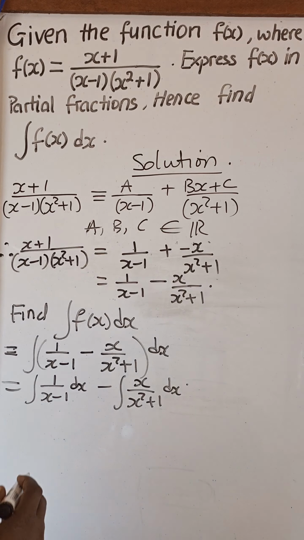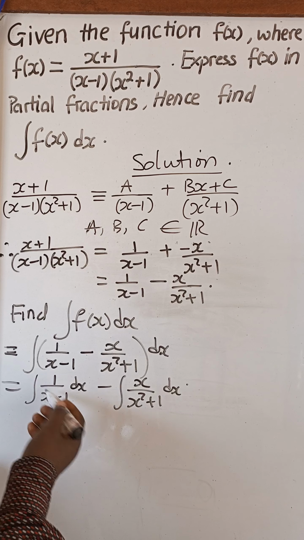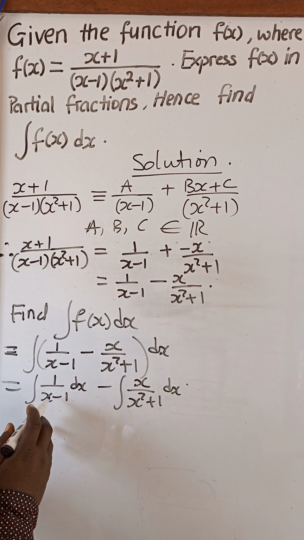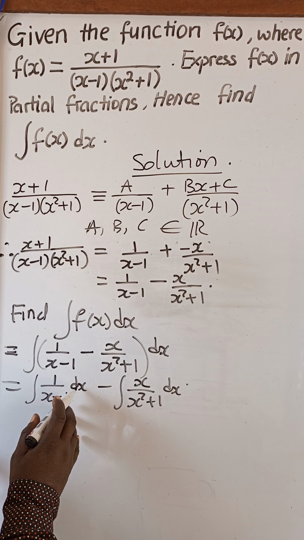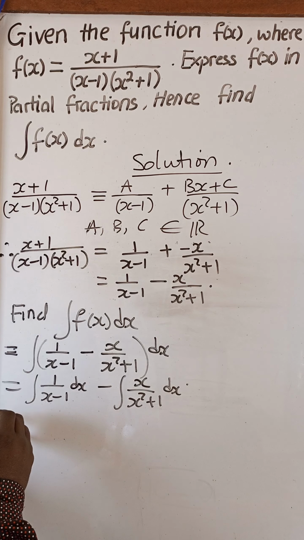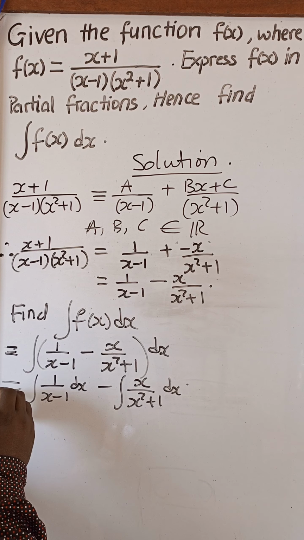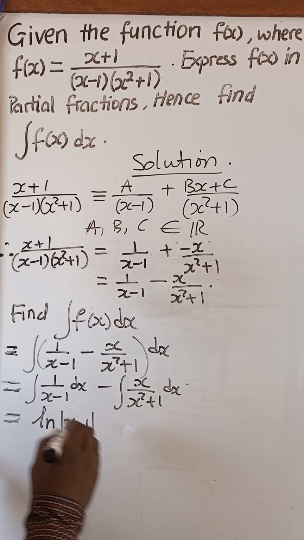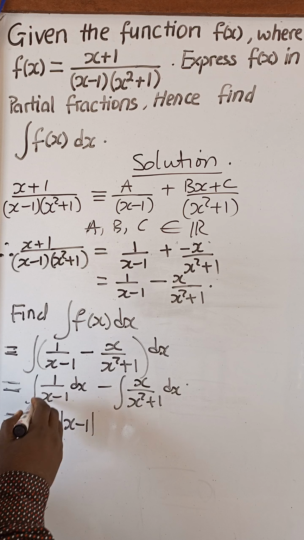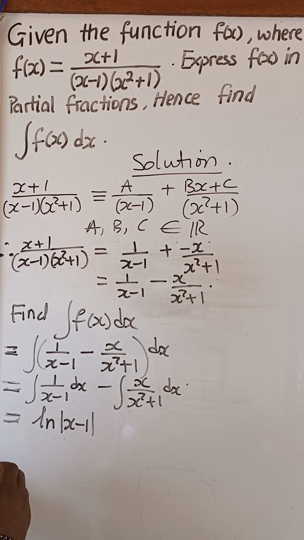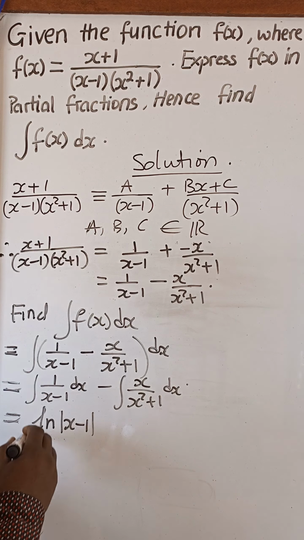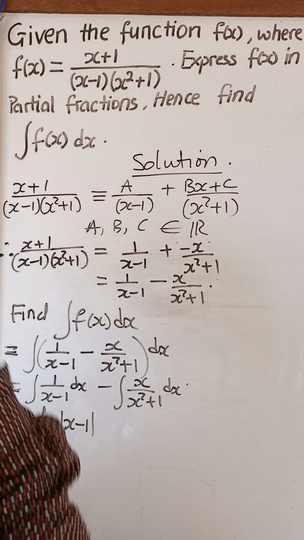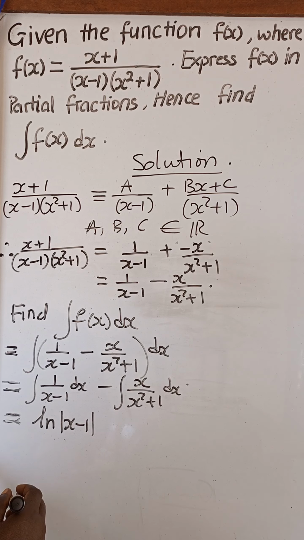Now, if we look at this first part, the integral of 1 all over x minus 1, the derivative of the denominator is dx. So we can just give this conclusion to be ln of absolute value of x minus 1, because the derivative of the denominator is found at the numerator. So this integral gives us the expression ln of absolute value of x minus 1.